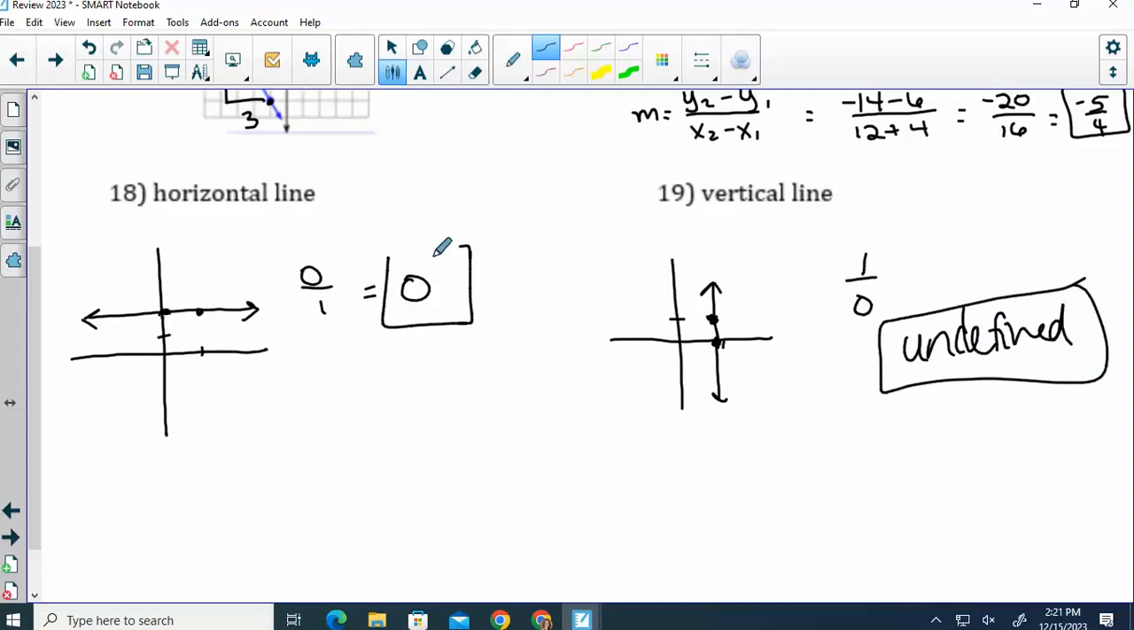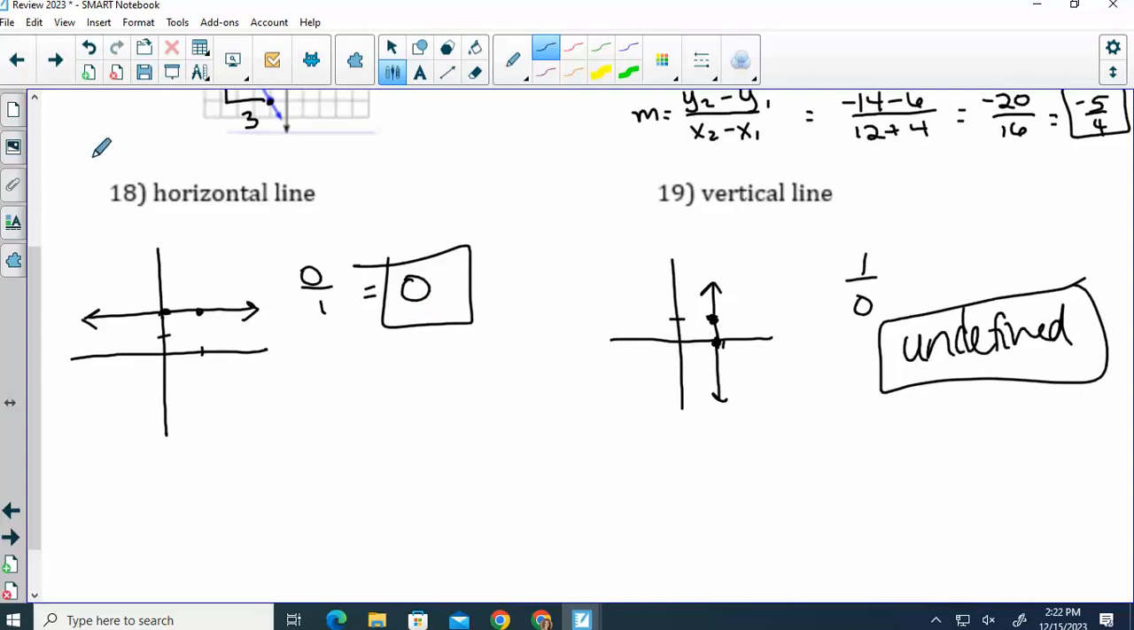Just as a side note, what's the equation of a horizontal line? Y equals a number, so in this case it'd be y equals 2, because my y value is 2. Vertical lines are x equals a number, so this would be x equals 1-ish, I think is what I was going for there. Alright. Are we okay with slope?